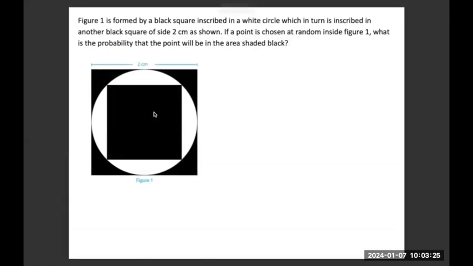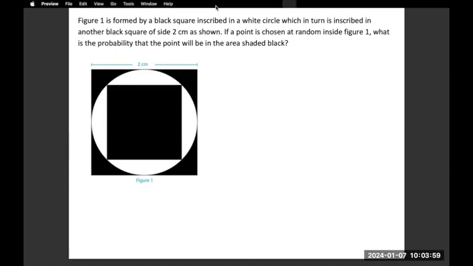The first question, you are given this figure. It is formed by inscribing a black square in a white circle, which is again inscribed in another black square of 2 centimeters side. If a point is chosen at random inside the figure, this is the whole figure 1, what is the probability that the point will be in the black shaded area?